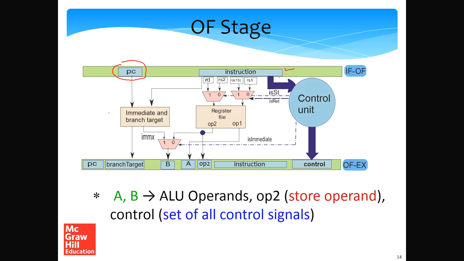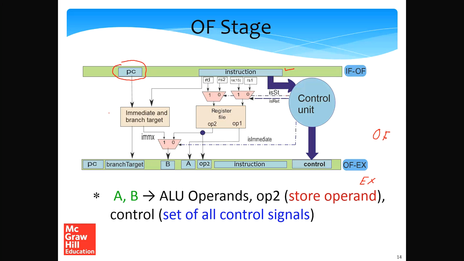So first is that the instruction goes to the control unit, and the control unit generates all the control signals. The control signals are a part of the instruction packet. So they flow along with the instruction. So this is stored directly in the next register, which is the OF EX register, because it's the OF stage and it's the EX stage. So the OF EX pipeline register, pipeline latch saves the control signals.